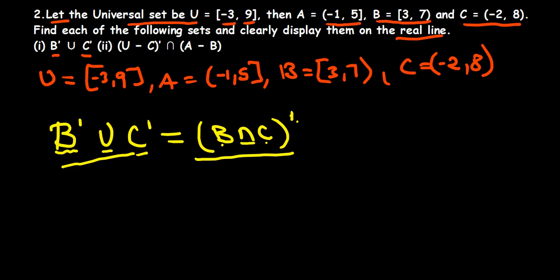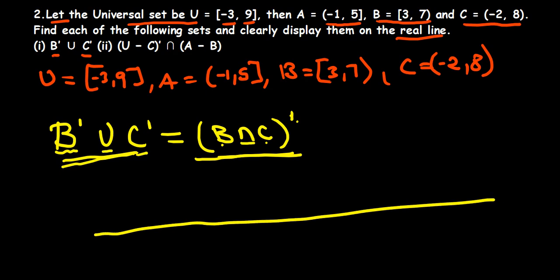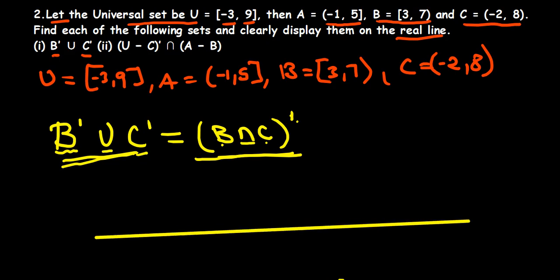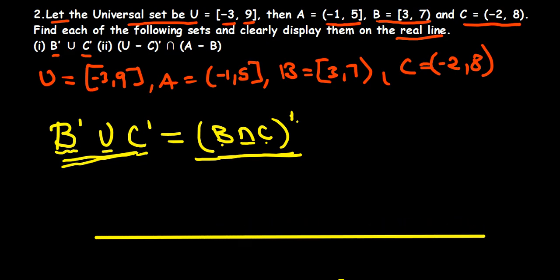All right, so finding this set here is similar to finding this set here. So we're just going to find B intersection C, and then we're going to take its complement. That's all. Okay, so let's plot these guys on the number line. So this is my number line here. Okay, let me make it a bit straight. Okay, so this is my number line here, and then let me have a 0 somewhere. So we are considering which set? B and C.